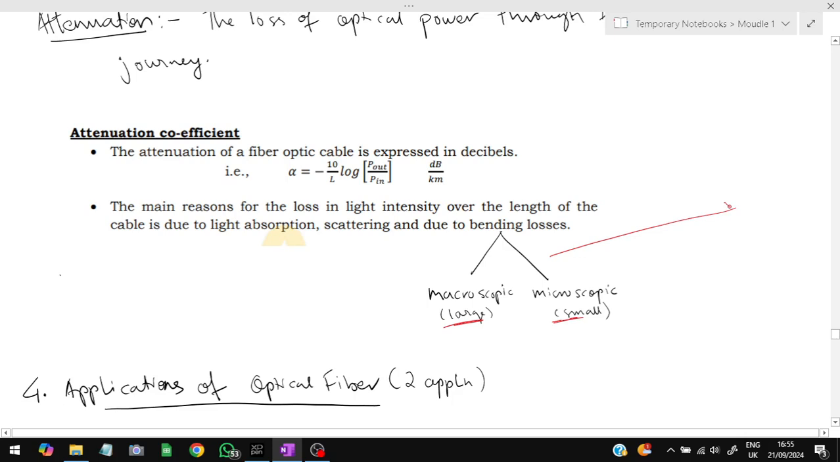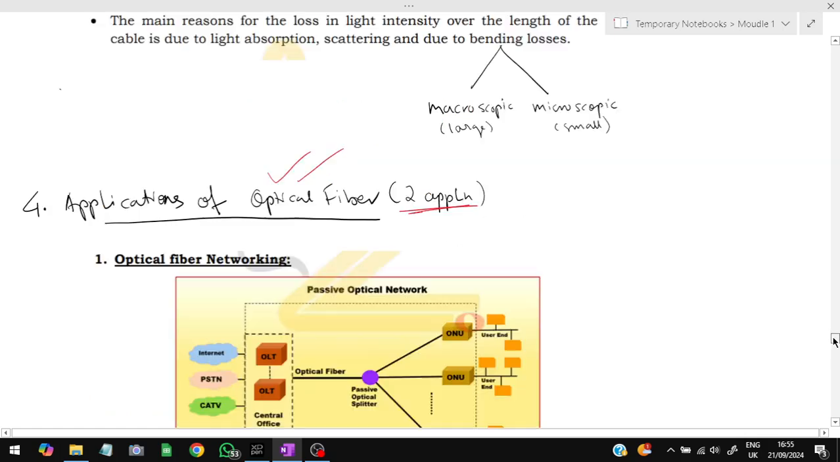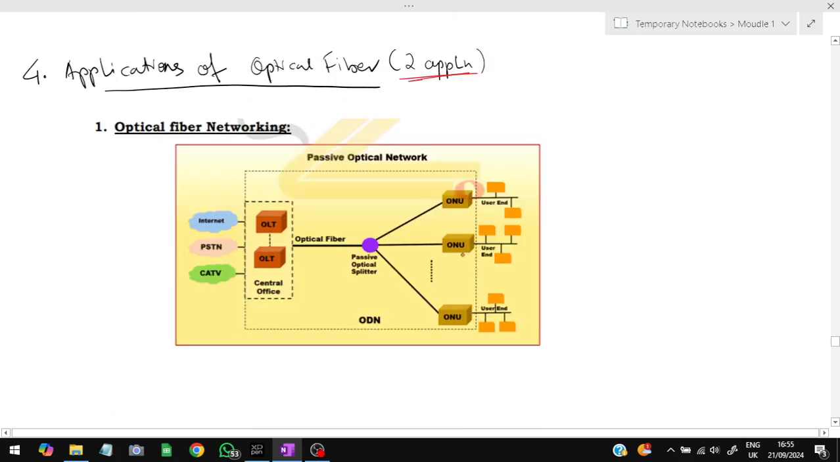The last topic we have is the applications of optical fiber. There are two applications. The first is optical fiber networking. Suppose someone is in the USA producing some content, and we are able to watch it sitting in India. There are optical fibers present which are passing the information. That is called the passive optical network. Why is it passive? It is passive because it does not require any extra cost or extra functions to perform. It's just a cable where the light is getting transmitted. So it is passive, and this is the optical network.